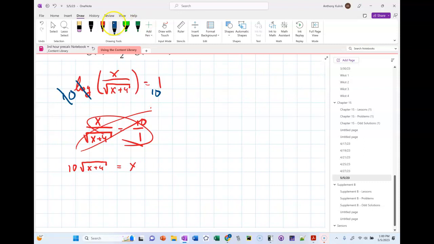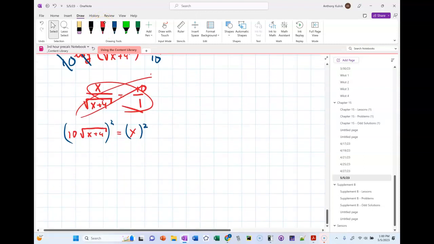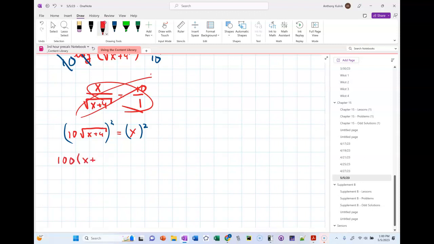And then to get rid of the square root, I'm going to square both sides. So when I square a product like that, I have to square the 10 and then the square root. So I'm going to get that. And then I'll distribute the 100 through and move everything onto one side.